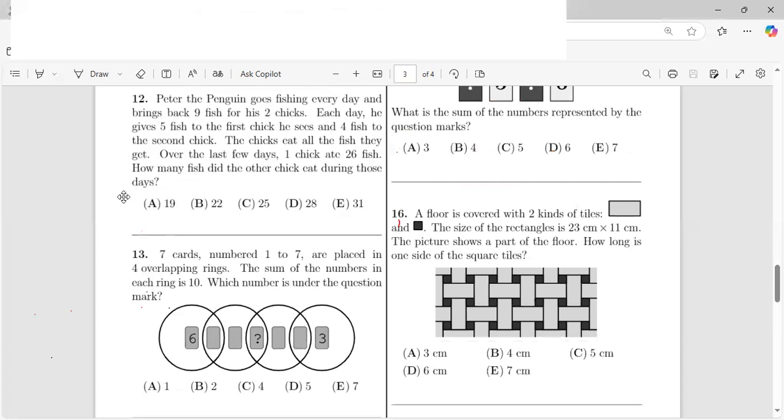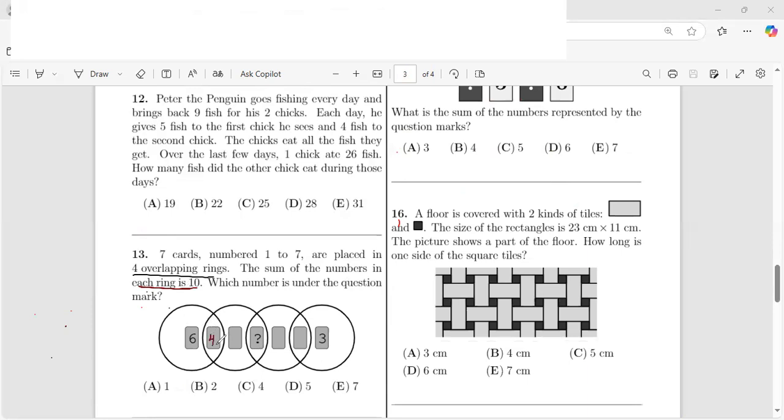Question number 13. Again, we can just do it. You don't need much space here. 7 cards numbered 1 to 7 are placed in 4 overlapping rings. You can see the overlap. The sum of the numbers in each ring is 10. So that's the most important condition here. Which number is under the question mark? I need to find that here.